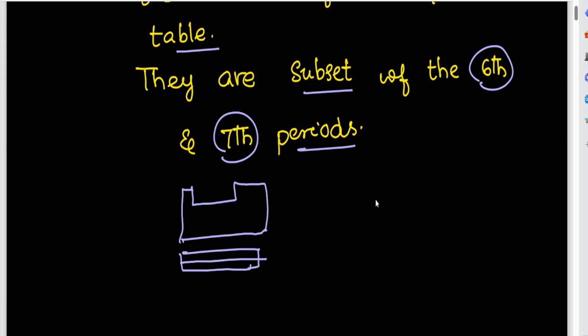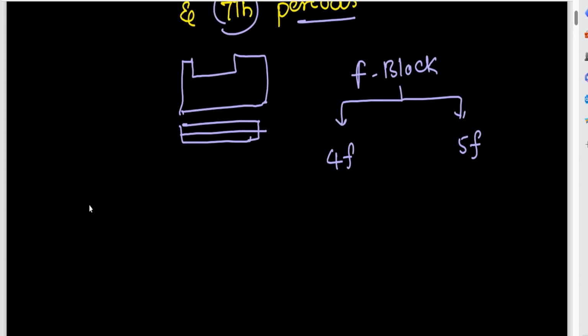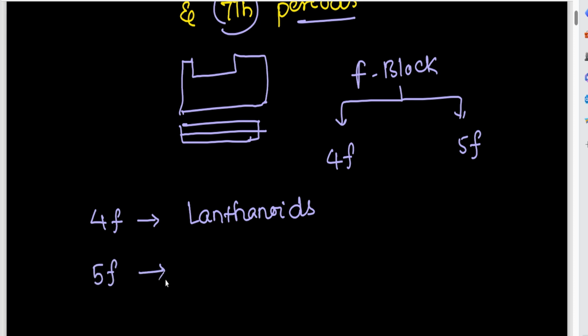The F block elements consist of mainly two series. What are the two series? 4F series and 5F series. Generally, the 4F series elements are called lanthanoids, and the 5F series are called actinoids.